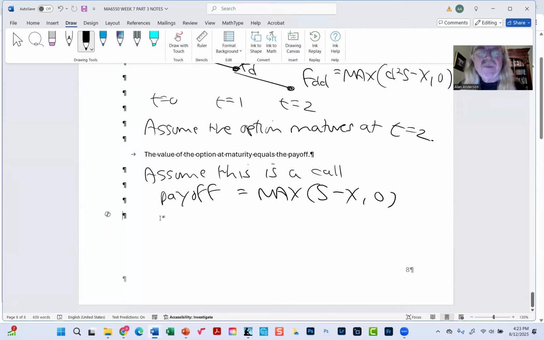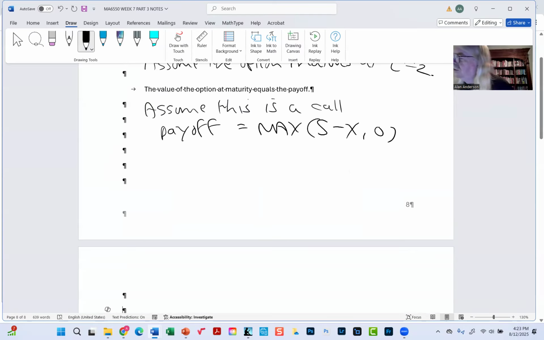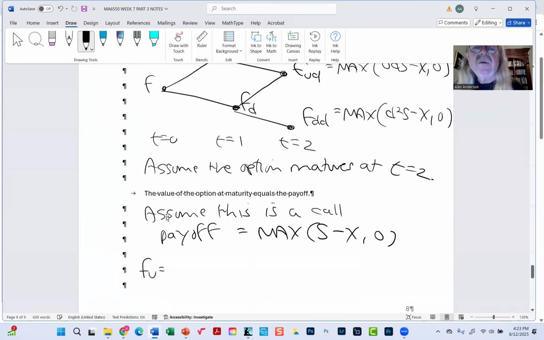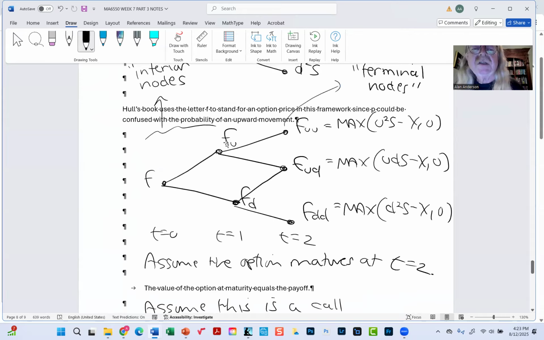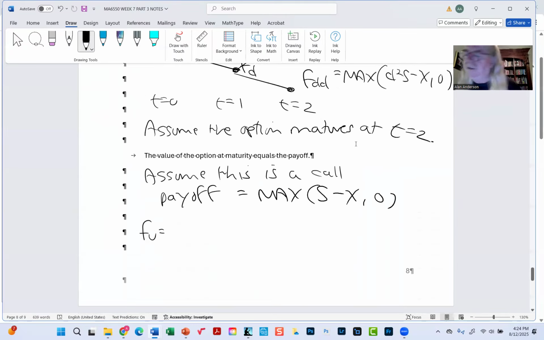So what's going to happen is this. Start with F_U. Now, keep in mind the value of this option at time equals one occurs one year, or one period, whatever, before F_UU and F_UD are determined. So since at F_U we can only reach up to F_UU or down to F_UD, the entire value of F_U is determined by these two. Okay. And so it's going to be done like this.